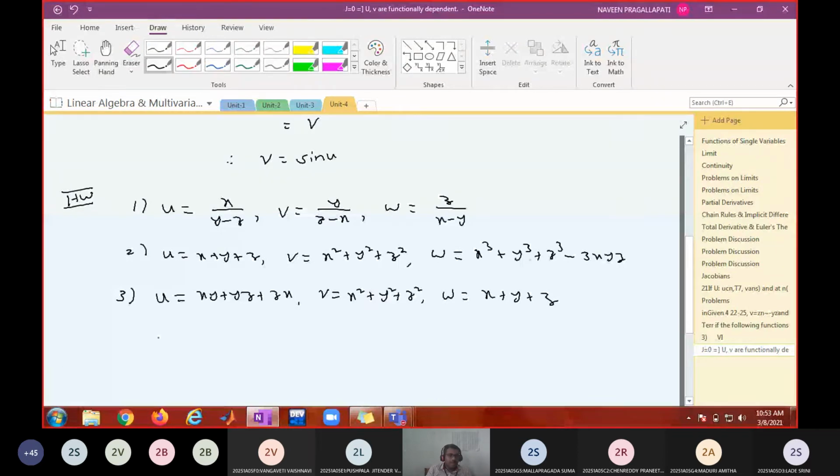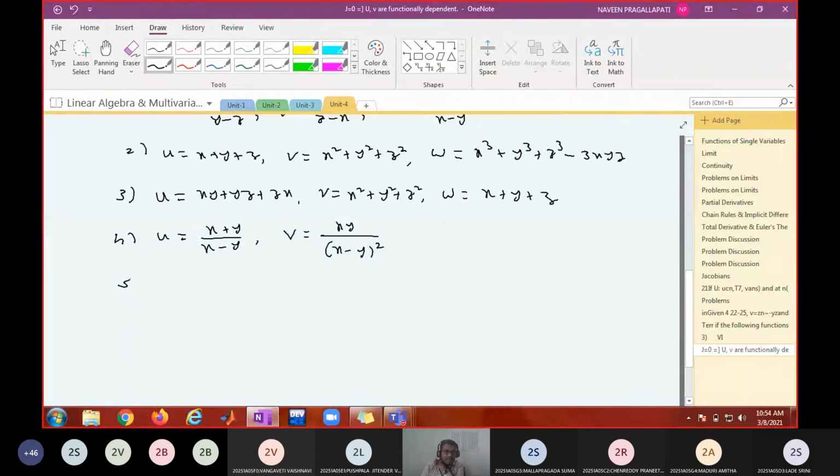Just one more. U equal to x plus y by x minus y. V equal to xy by x minus y whole square. Okay. So what your task is, find out J. If J is not equal to 0, declare that they are functionally independent. If J equal to 0, somehow try to establish the relation between U and V or relation among U, V, W.